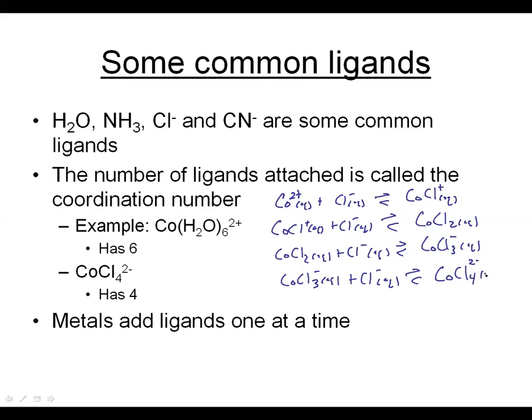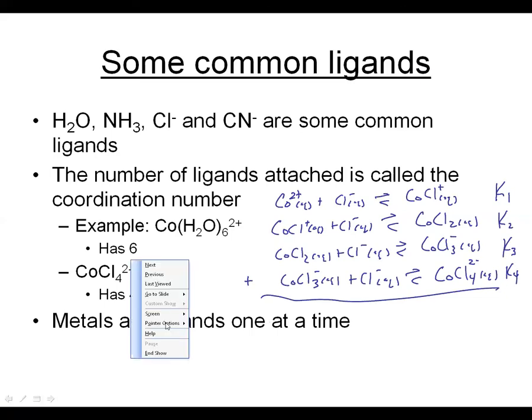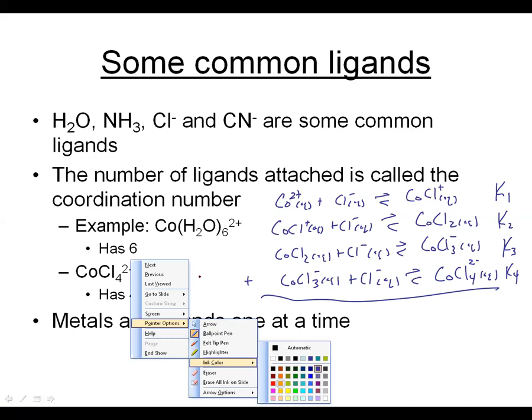Now, a lot of times we look at the overall reaction, but these are a stepwise addition of these ligands. And each of these is actually an equilibrium, which means for each of these steps, you could potentially have a K value. And if we were to add all of these steps together, we would do like we normally do. Anything that's on opposite sides of the arrow, that's the same, would cancel out.